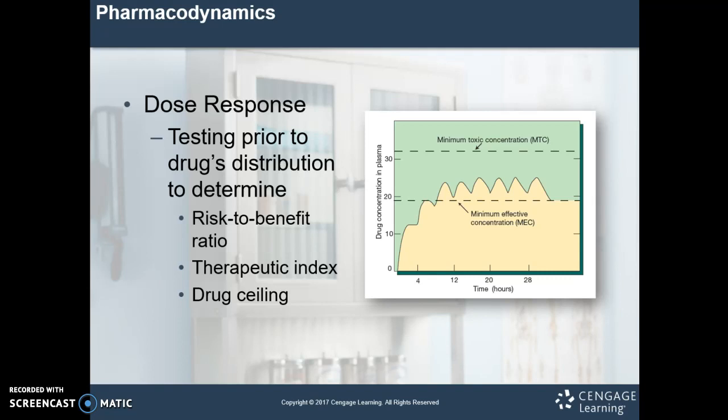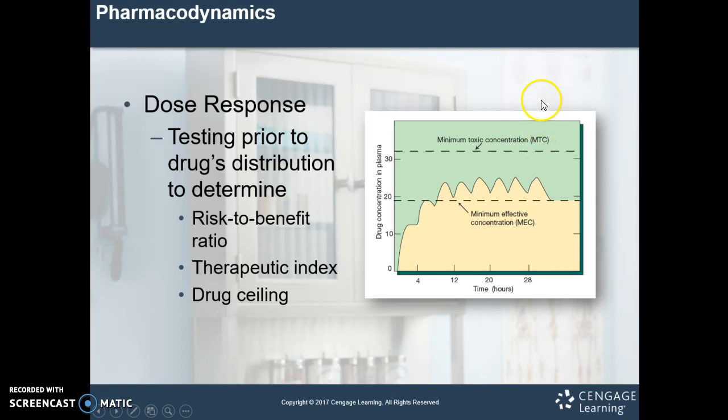The manufacturer also has to determine the therapeutic index. So you see here where it says minimum effective concentration. This is the minimum amount of drug required in the body to be effective. So it looks like 20. And they don't have units, but let's just pretend it's 20 milligrams. Then there's a minimum toxic concentration, meaning that that's the minimum amount that it takes to be toxic to the body.